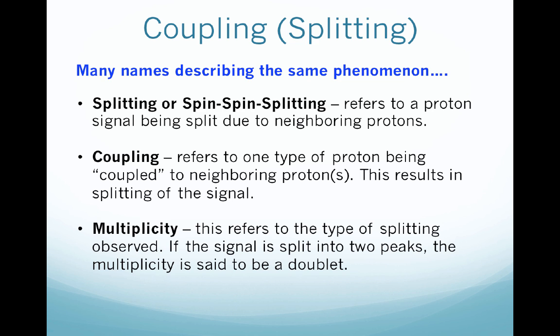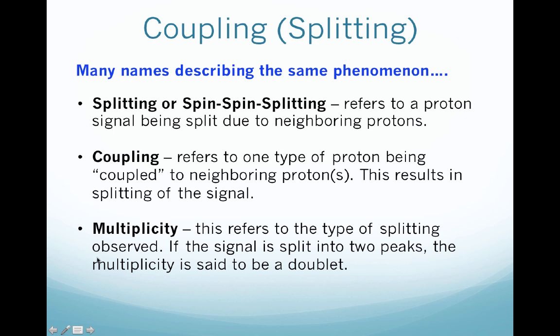What you'll find, depending on what textbook you read or who you're talking to, is that coupling or splitting goes by a number of different names. Sometimes you'll hear it referred to as splitting or spin-spin splitting, and that's basically just talking about how a proton is being split due to the neighboring protons. The next thing you'll sometimes hear it referred to is coupling. When talking about coupling, we're just saying that one particular type of proton is coupled to another neighboring proton, and this results in the splitting of the signal.